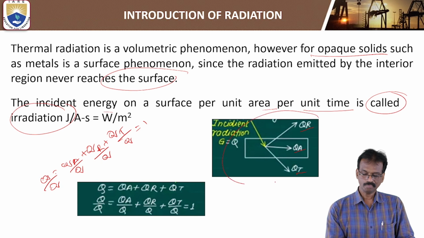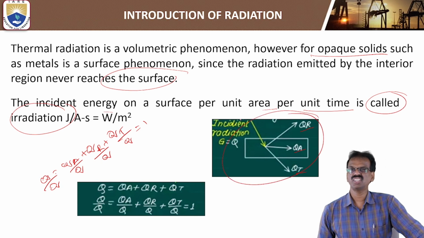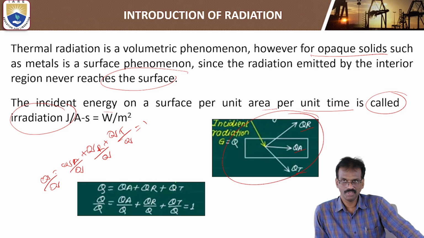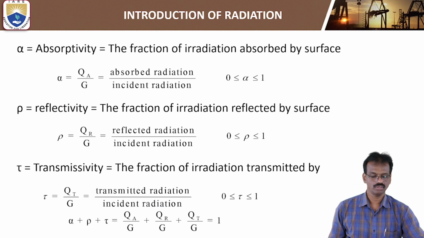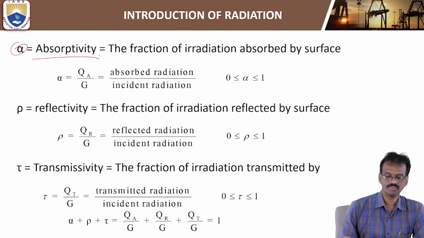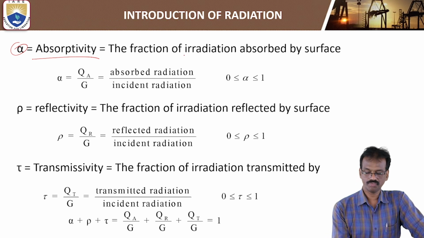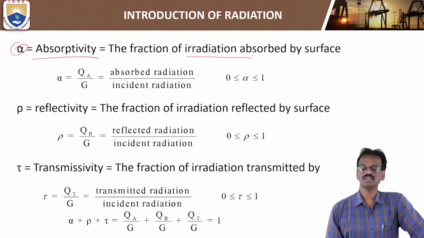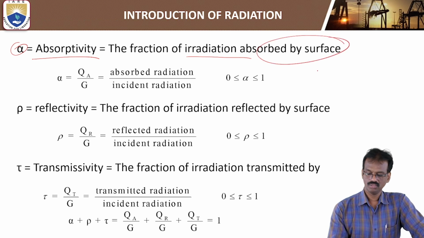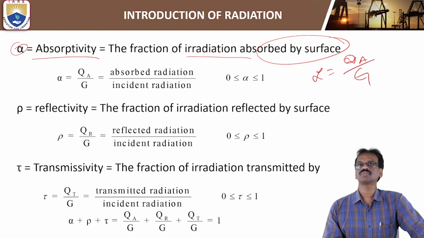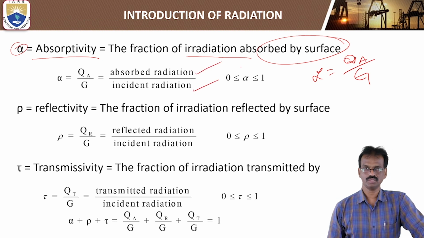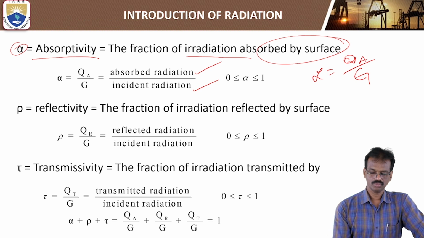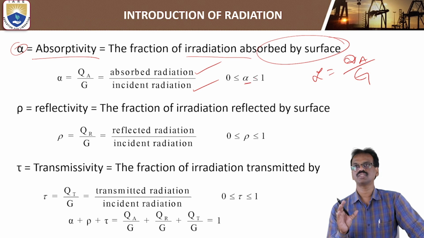So incident radiation will be divided into three portions. First, alpha shows the absorptivity, that is nothing but the fraction of irradiation absorbed by the surface. Alpha is equal to QA by irradiation, G or Q, the incident radiation. So absorbed radiation by incident radiation. This value is always between 0 and 1.